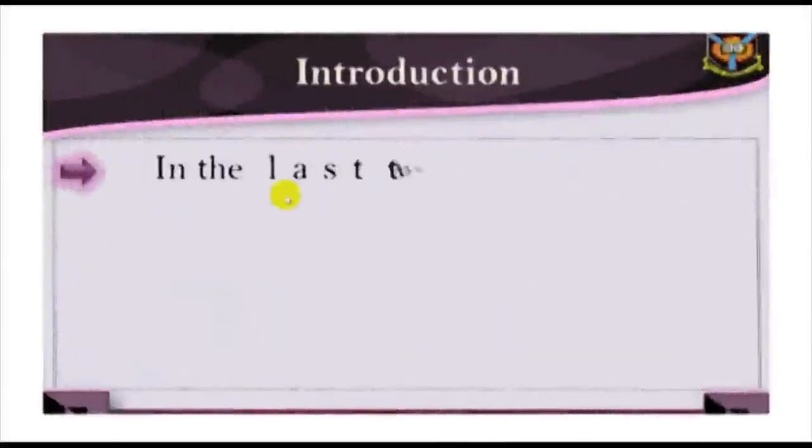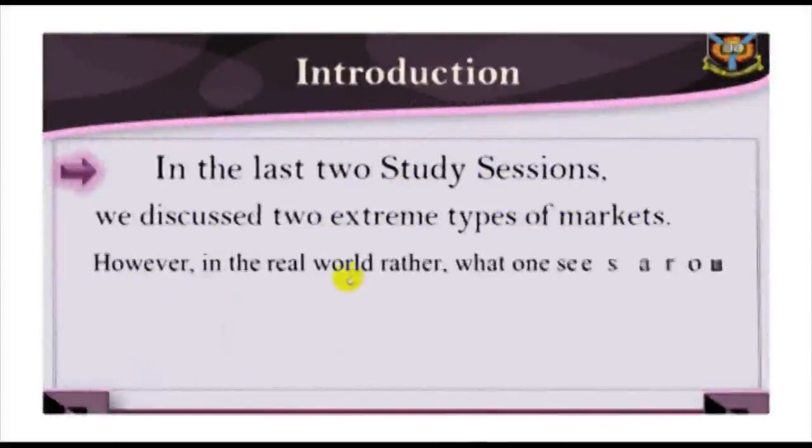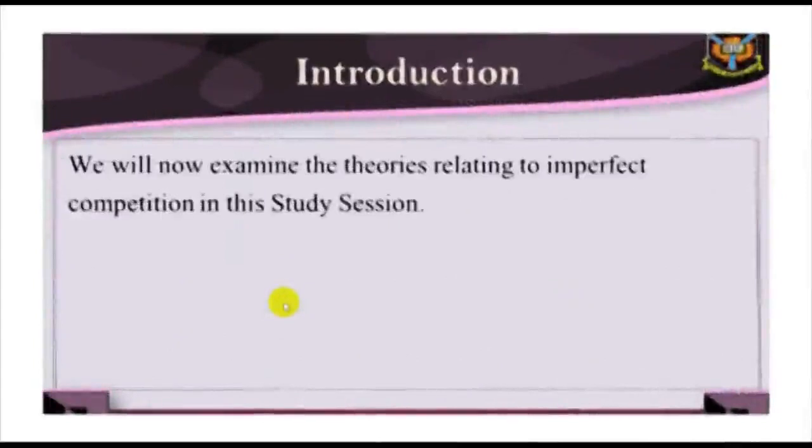In the last two previous study sessions, we discussed two extreme types of markets. However, you will realize that the two markets, that is monopoly and perfect competition, are not common in the real world. Rather, what one sees around is the mixture of the two extremes. The attempt to be more relevant to reality gives rise to the study of imperfect competition. You will now examine the theories relating to imperfect competition in this study session.